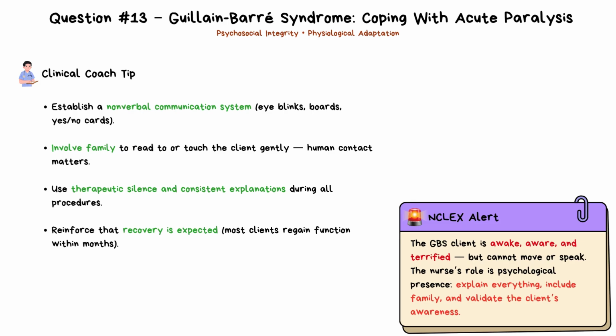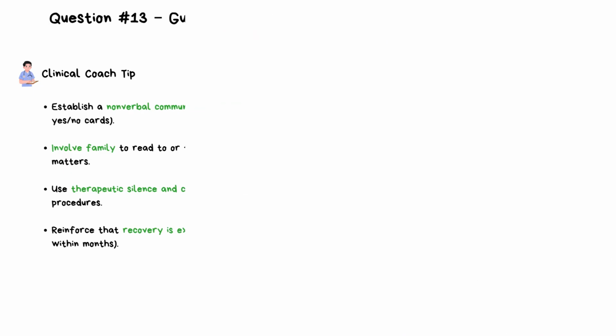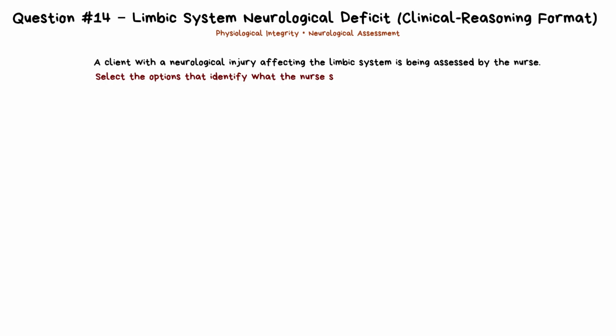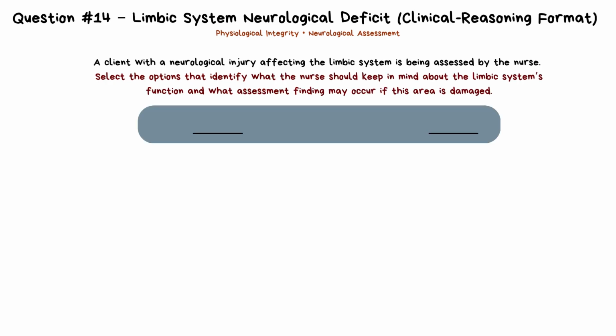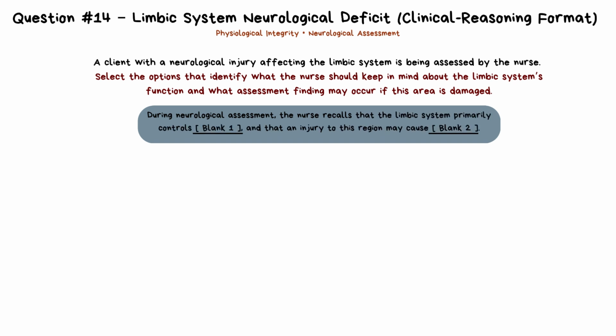Alright, that completes question 13. Let's continue to the next scenario. Here's a drop-down Cloze-style question on neuroanatomy and behavioral assessment. A client has a neurological injury affecting the limbic system, and the nurse is performing an assessment. During the neurological exam, the nurse recalls that the limbic system primarily controls blank 1, and that an injury to this region may cause blank 2.